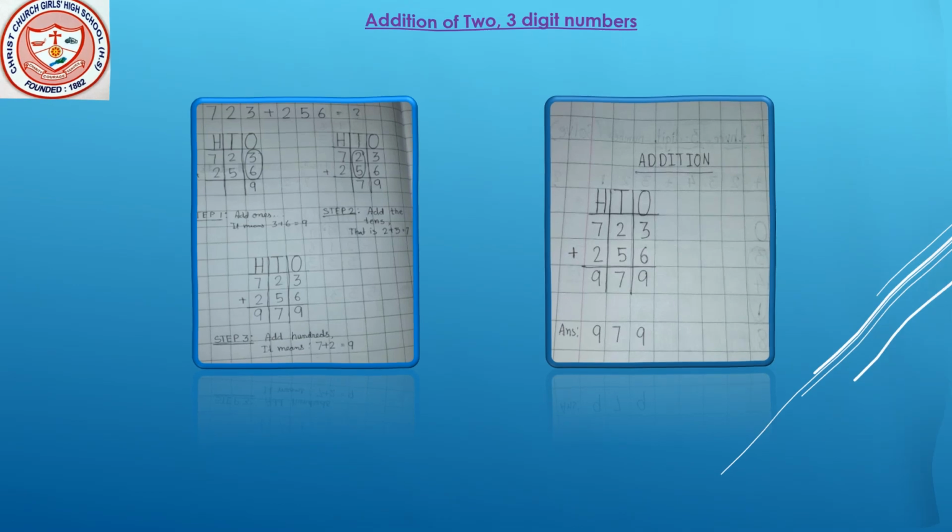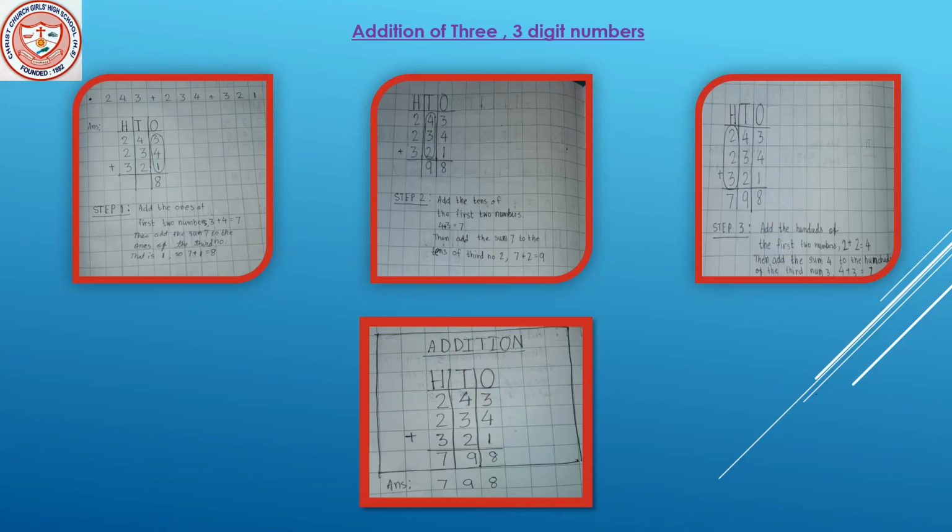Next, addition of three 3-digit numbers. In addition of three 3-digit numbers, first add the ones of the first two numbers. Then add the sum of the first two numbers to the ones of the third number. Look at the example. It will be good for you and it will help you.